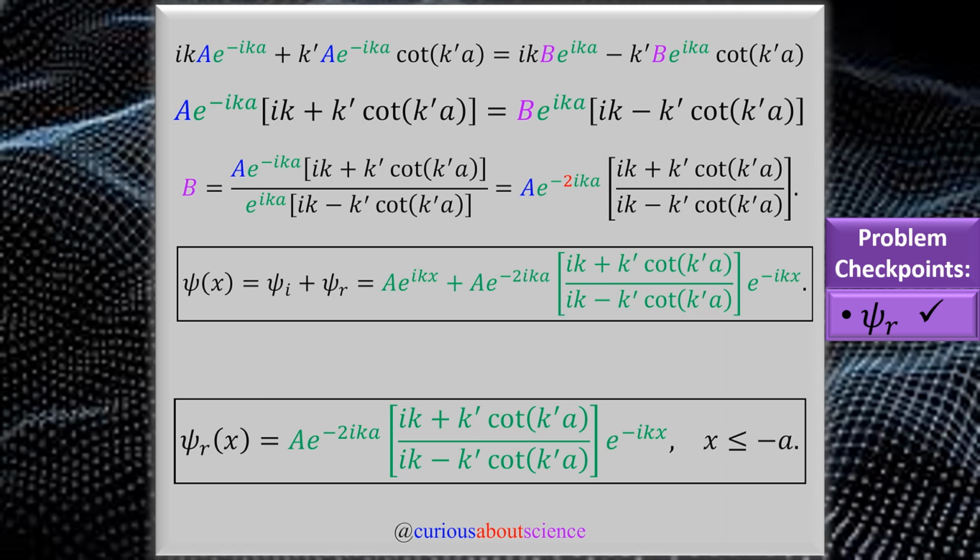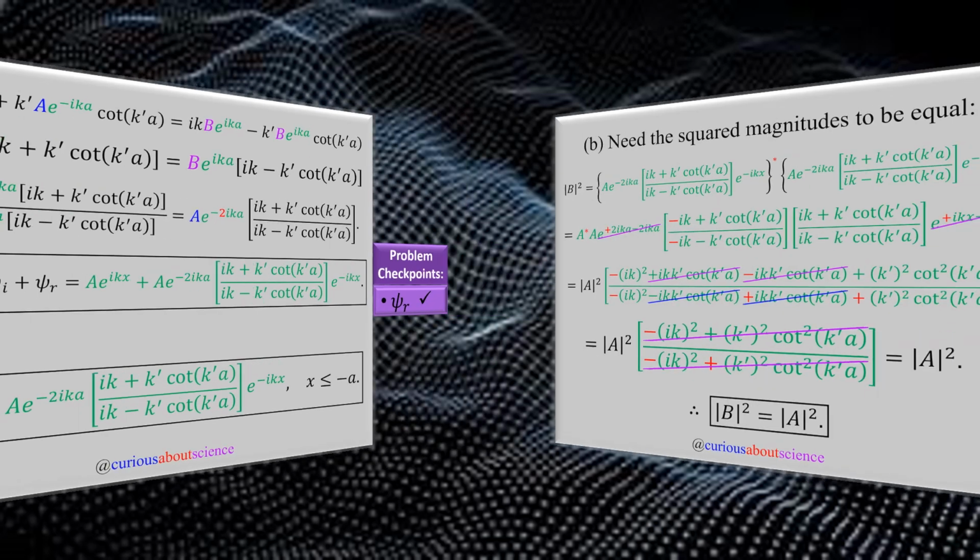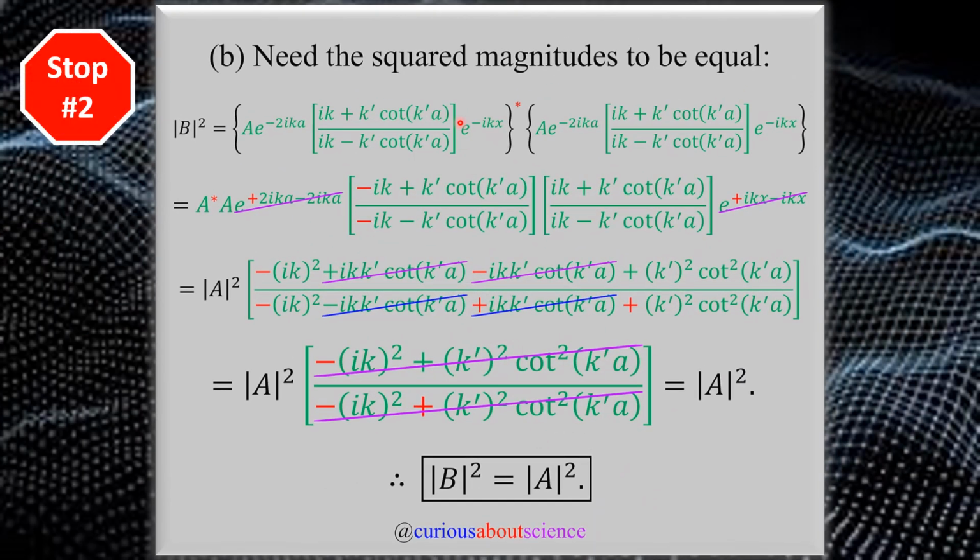But with this, let's head to step number 2 and check the amplitudes. Okay, so as promised, step number 2, we need to confirm that both the incident and the reflected waves have the same amplitude, and we need the squared magnitudes to be equal due to conservation of probability. Thus, we need to show that b magnitude squared equals a magnitude squared.